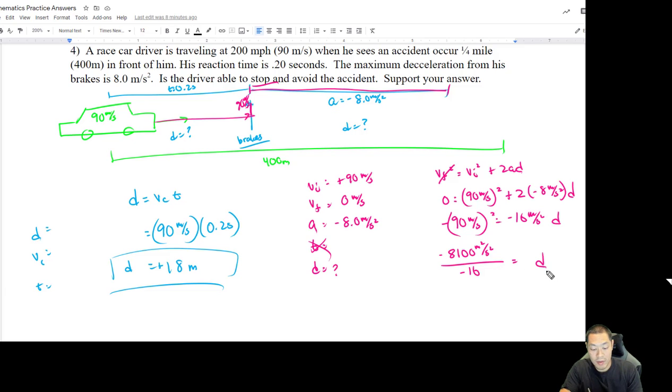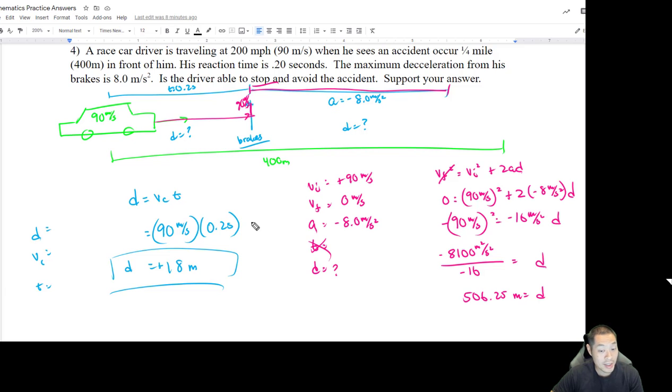So 8100 divided by 16 gets 506.25 meters equals d. So this number right here already is bigger than 400. So does the person come to a stop? And the answer is no. But most likely the person is slow enough, so maybe they could swerve out of the way. But if they couldn't swerve out of the way, they could not stop in time, and they're going to hit them.